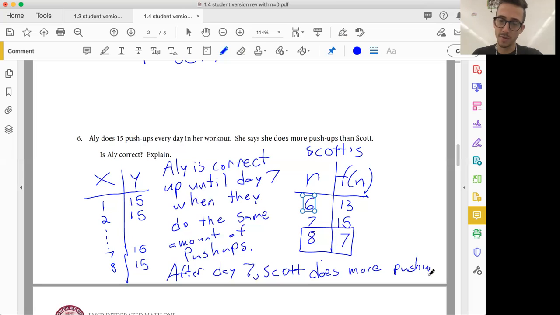So shout out Allie for testing her thinking, saying, you know what, I'm going to do just 15 every day. I'm going to challenge myself. I'm going to get this done 15 every day. Easy. I'm not just going to add 2 like Scott, but we see pretty clearly that on day 8, so after day 7, there's a change in the tide where Scott's doing more.